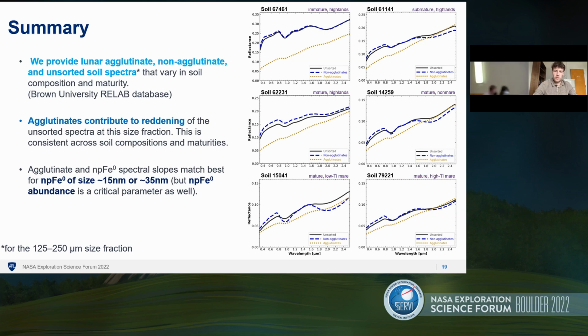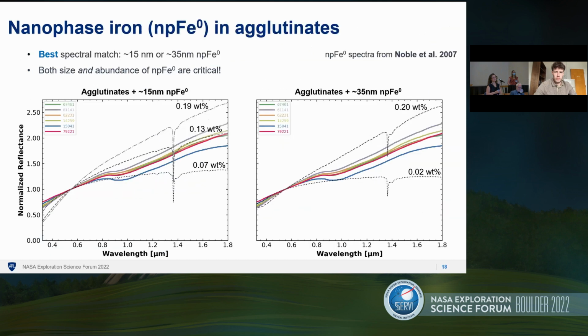Hi, Deborah Lemang for Planetary Science Institute. Apologize for walking in a little late. Can you say something about the range of sizes of the nanophase iron that you think are in agglutinates? In the agglutinates, yeah. So based on these matches, we might expect maybe like 15 to 35 nanometers. But I do want to point out that for these spectra, it could also be that there's mixing, right? Like it could be smaller nanophase iron and large nanophase iron mixing to produce the slopes that we're seeing.